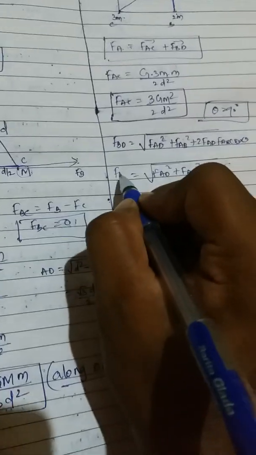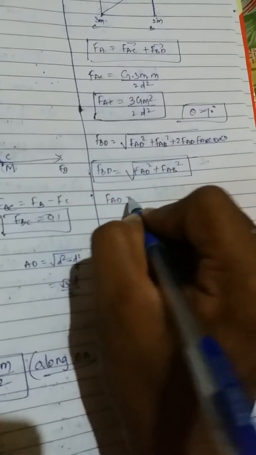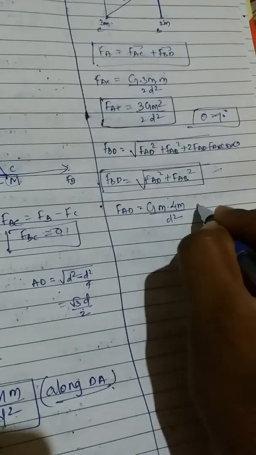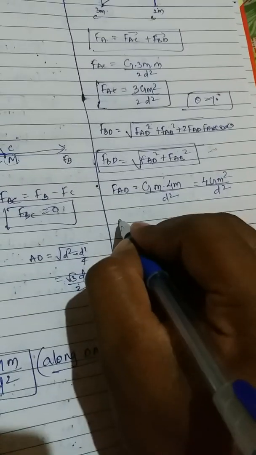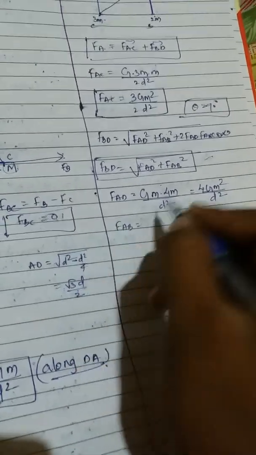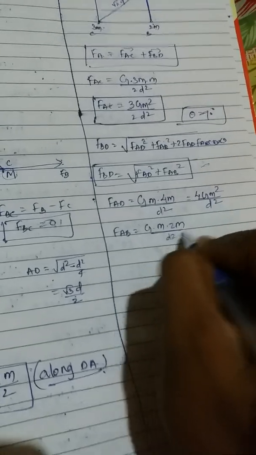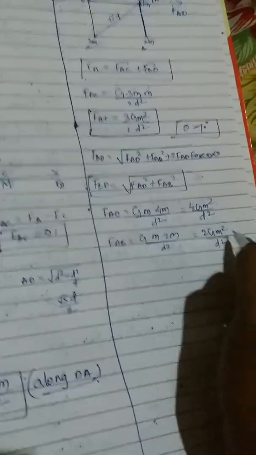So to get the value of FBD, we need to first get the value of FAD and FAB. So FAD, what is FAD? FAD, you can see here, FAD is force between A and D. So distance is D. So this is equal to G into M into 4M by D square. So this is equal to 4G M square by D square. Similarly, we can find FAB. FAB is, this is B and A. So this will be G into M into 2M by D square. This is equals to you can say 2G M square by D square.